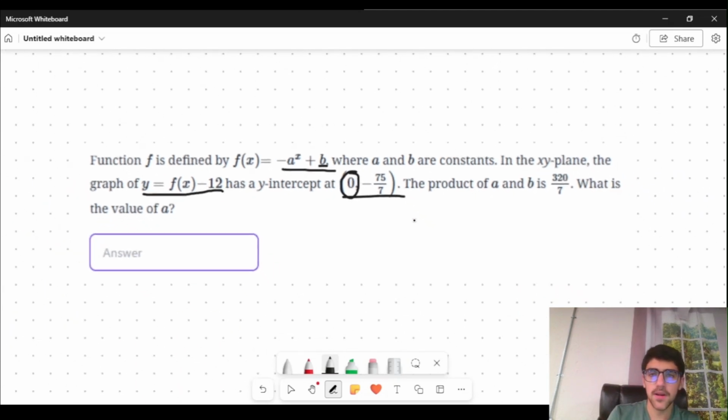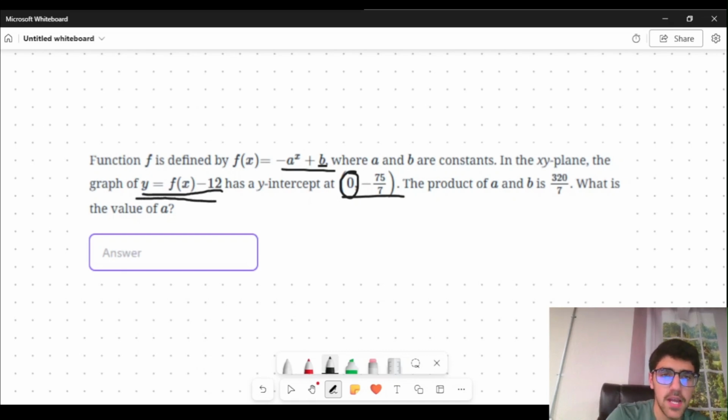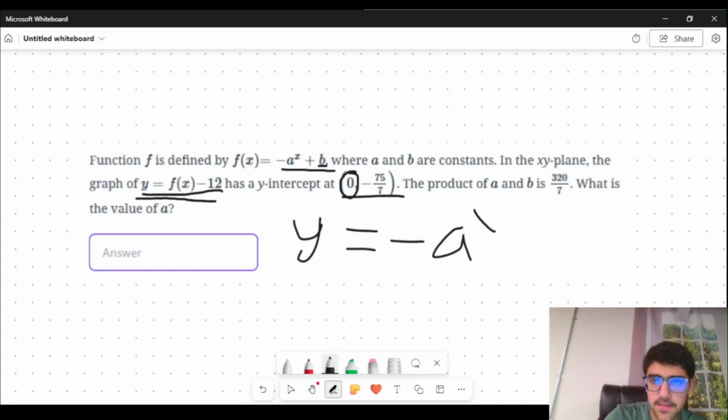So that is what we're going to do. First thing, we're just going to try to plug this point into this equation, y equals f of x minus 12. So y equals f of x minus 12 is y equals -a to the x plus b minus 12.